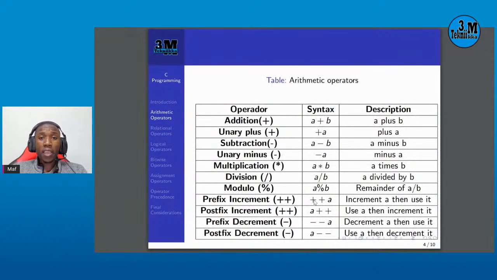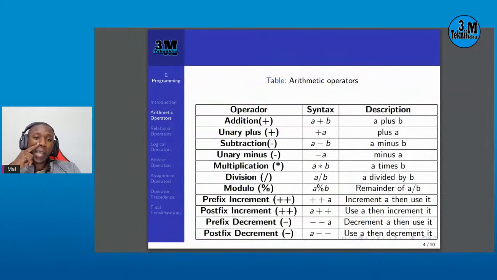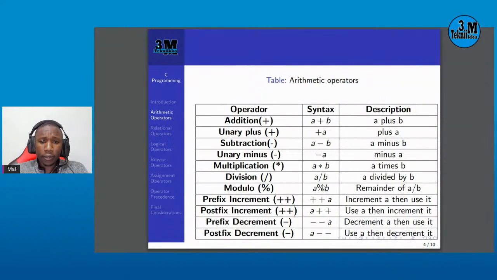Today I'm going to start with the arithmetic operators. These are the easiest ones. We can sum, add numbers, subtract, multiply. There is also the remainder of the integer division; this operator is called the remainder.